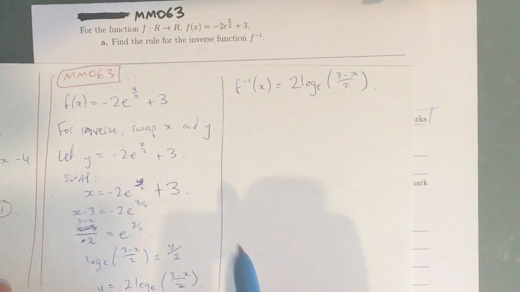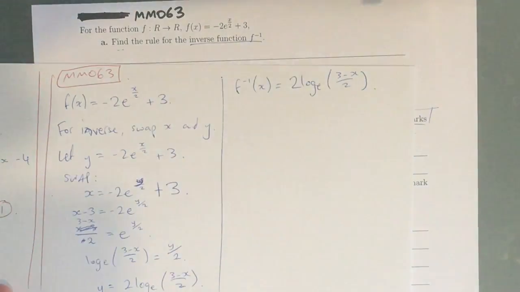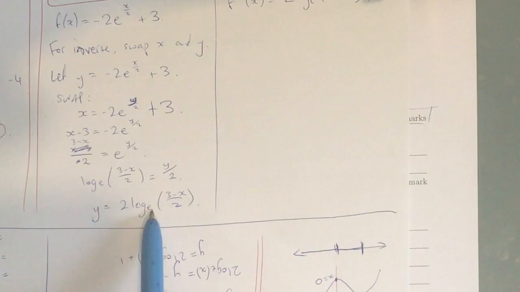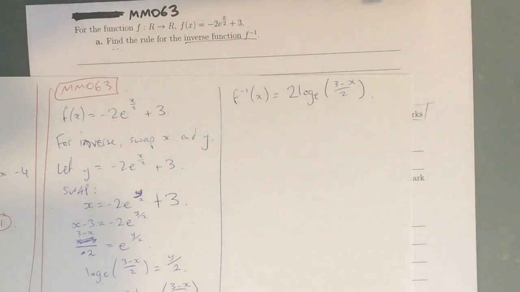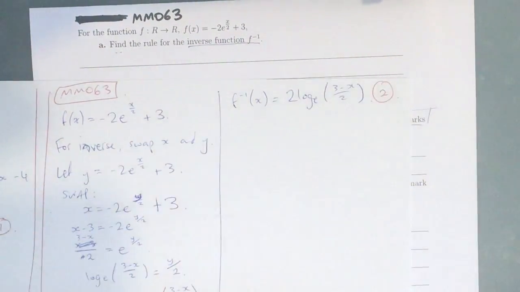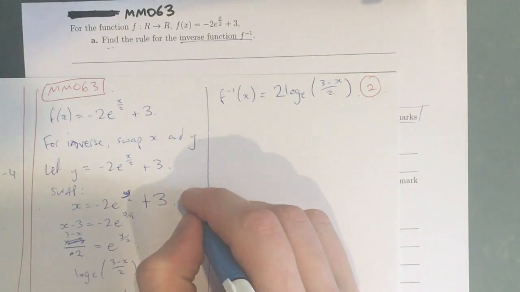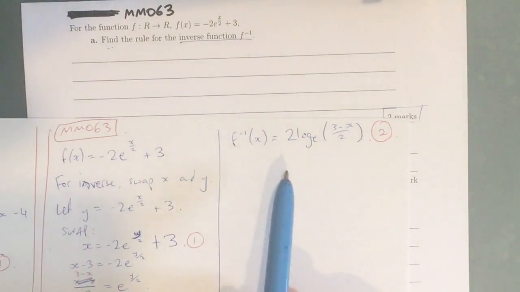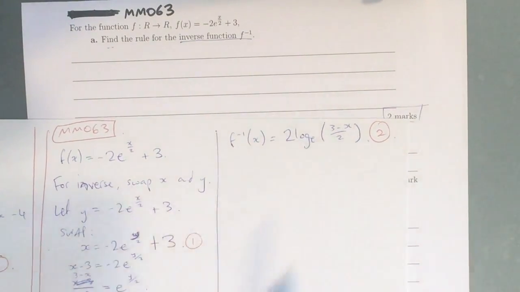The question has specifically asked for you to find the rule of the inverse function f negative 1, not y. This is not the inverse function, this is. So make sure you write it in this form. Let's start with the second mark. The second mark is always the actual correct answer, and the first mark is swapping x and y to find the inverse. So our final answer is f negative 1 of x equals 2 log e of 3 take x over 2.